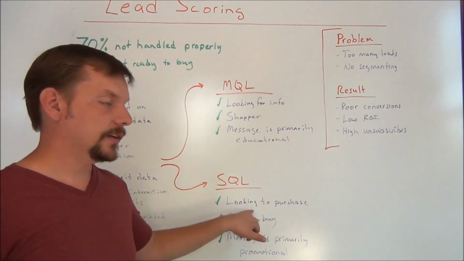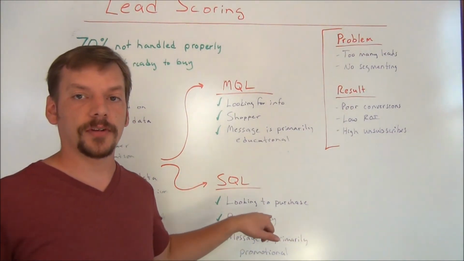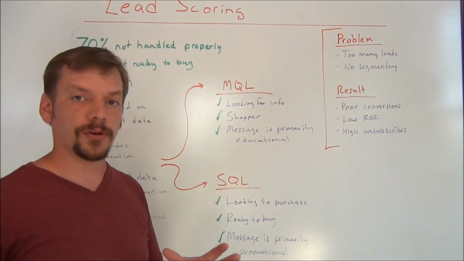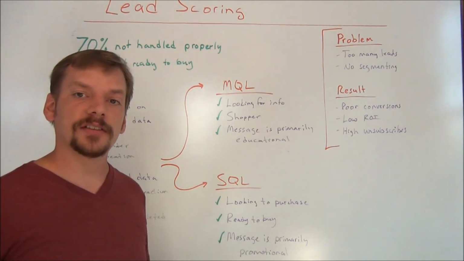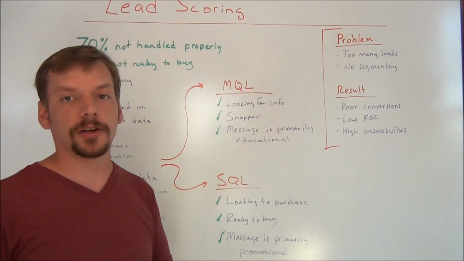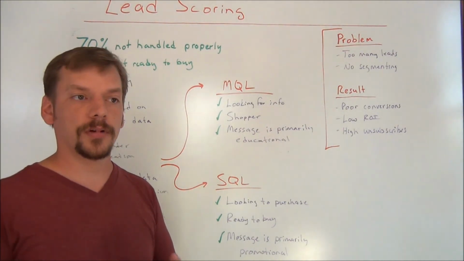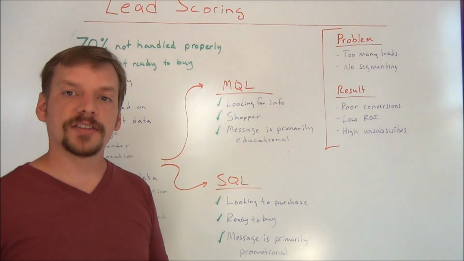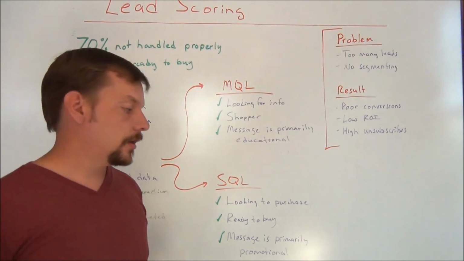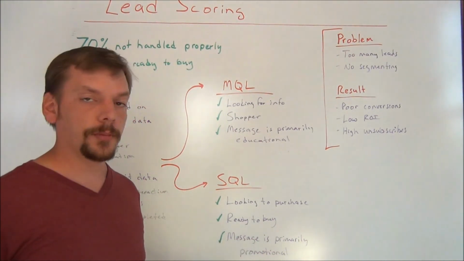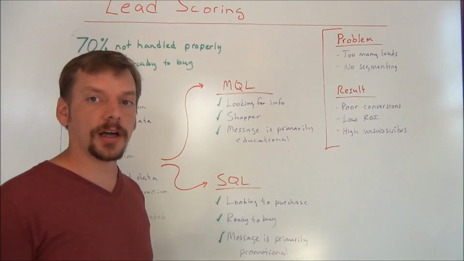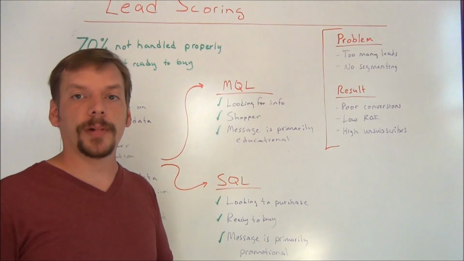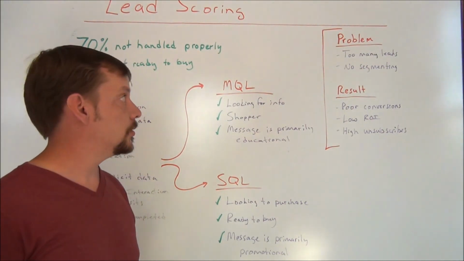A sales qualified lead is looking to purchase. So now it's time to set up your differentiators as the primary message. Why purchase from you? They're ready to buy. They might just need a little nudge, a little incentive, maybe a coupon, a discount, any type of promotion, just to get them to move so that they come in. And here the message is primarily promotional. This is where we want to nudge them along to help them make that decision on why purchase from you.